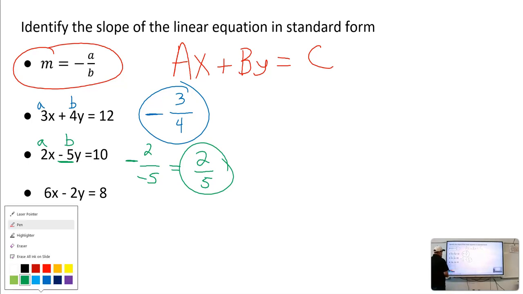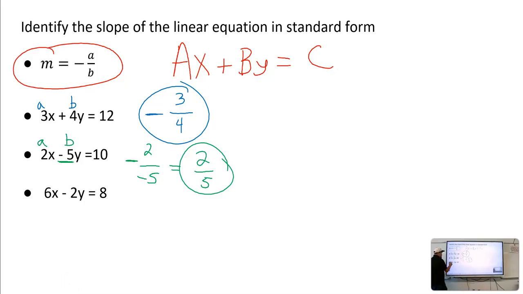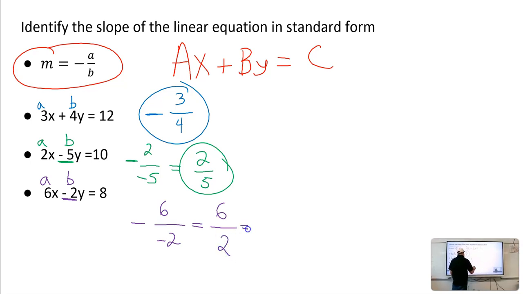All right, let's look at our third example here. Our a position has a 6. Our b position has a negative 2. Let's throw it in the formula. So negative a, 6, over b, which is a negative 2. Remember, you take the sign with it. So we have basically a negative 6 over a negative 2, which would turn into a positive 6 over positive 2, which can be simplified to 3. So our slope here would be 3. So that's how you find the slope of a linear equation when it's written in standard form.